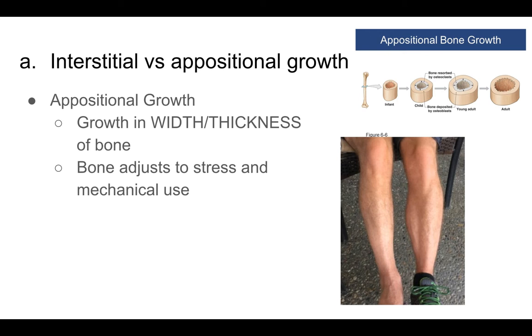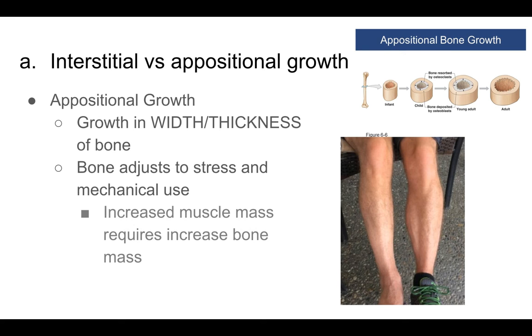So here's what you should know about appositional growth. Your bones adjust to stress and mechanical use. So basically, the more that you use your bones, this is working out, exercising, a particular skill or sport, the more that you use your bone, the bigger your muscle becomes attached to that bone, and your bone needs to respond. Your bone wants to strengthen itself to support the muscle. So almost always we see appositional growth attached to muscle mass. How much muscle mass do you have? If you have a lot of muscle mass, you're going to see increased appositional growth, and your bone will become thicker to support that muscle mass.